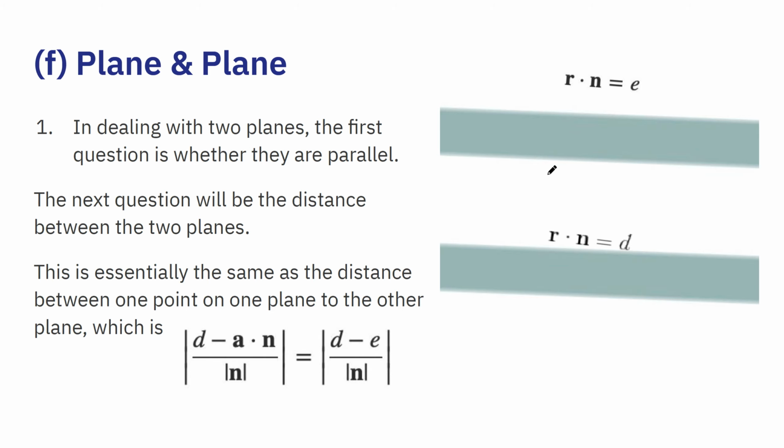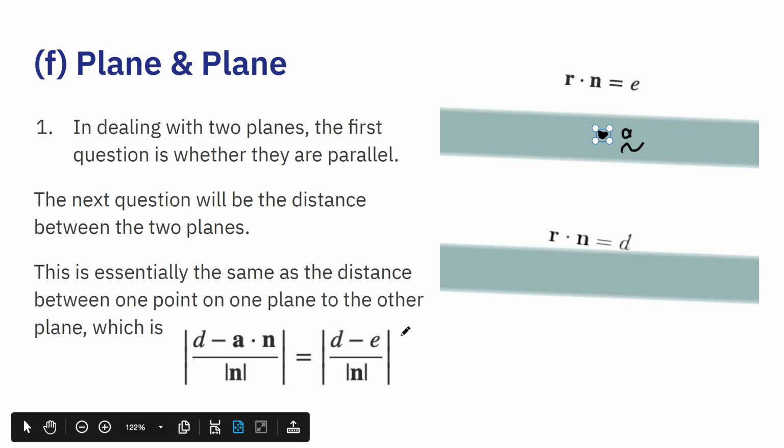And if you realize, this is the same as the very complicated looking formula just now, where we had a point A, and we wanted to find the perpendicular distance from this point to the plane over here. We see that this formula D minus E is the same as D minus A dot N, because we learned that the equation of the plane is r dot n equals E equals A dot N, because A is a point lying on the plane in the first place. So this is the formula that you can use for the distance between a point and a plane. And this is the formula for the distance between two planes.